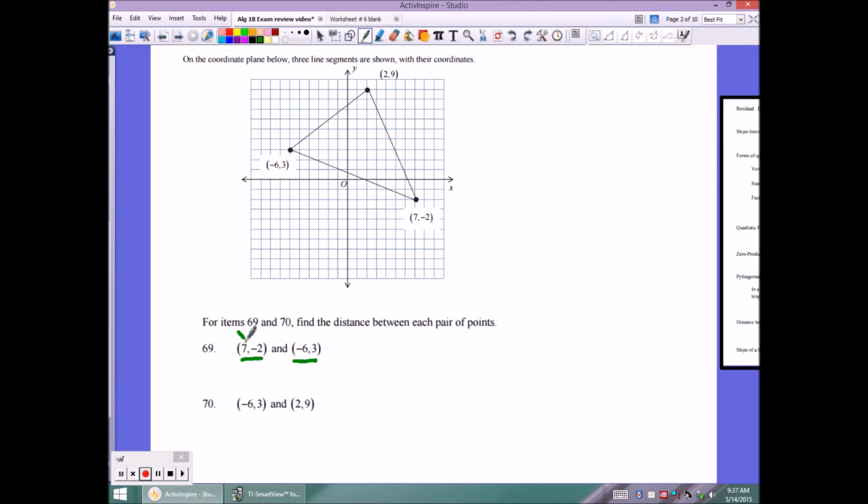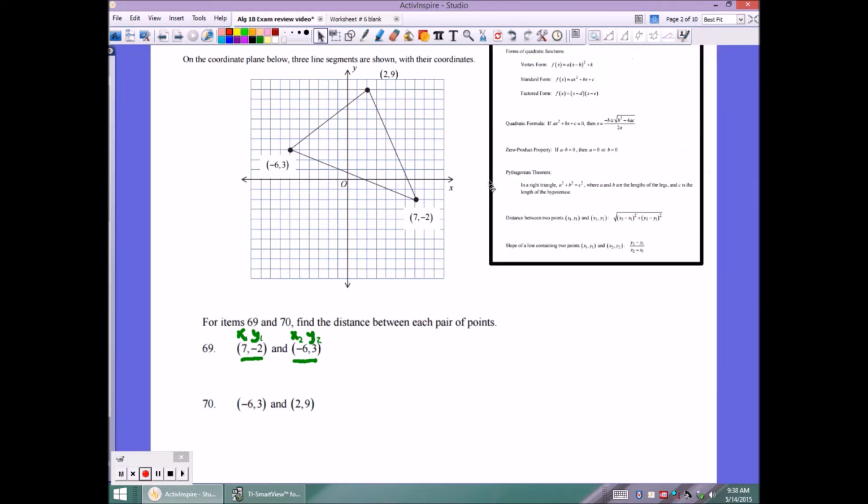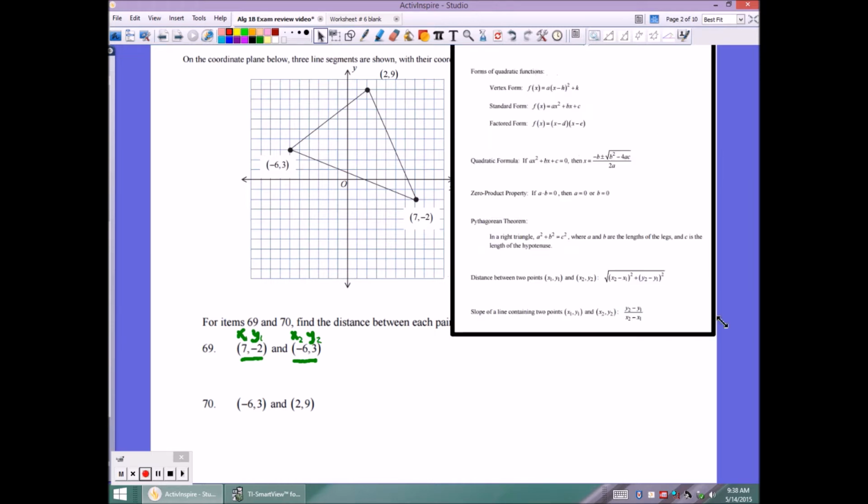So this is our x and our y, our x and our y. One of them is our first, and one of them is our second. And it doesn't matter, we could do this is first, this is second, or this is second, this is first. It really doesn't matter. So the formula is on our formula sheet. Let's find that right here.